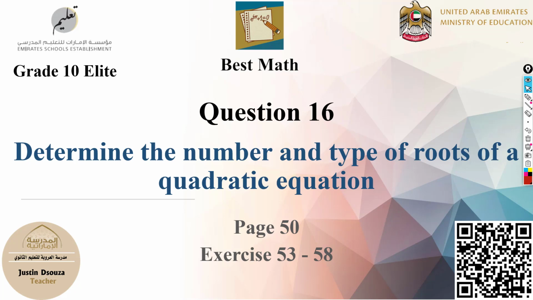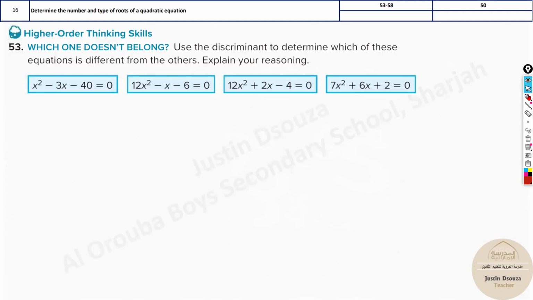Now the 16th question here is to determine the number and type of roots of quadratic equations. Here, you need to know about the discriminant. We know the quadratic equation and the quadratic formula. We don't want the entire formula. The discriminant over here, which has been mentioned, is just b squared minus 4ac.